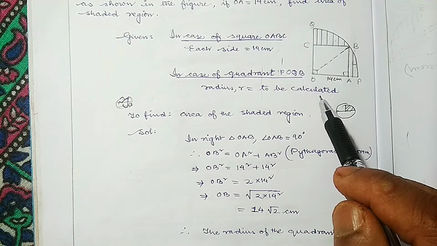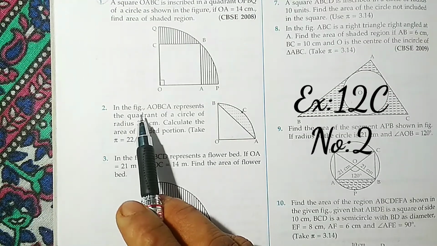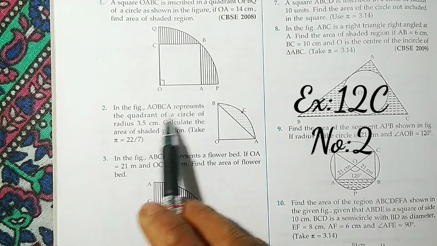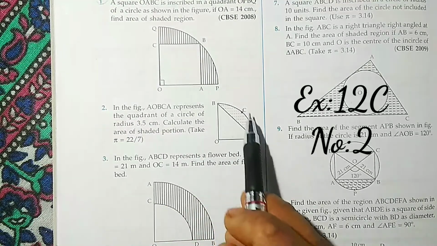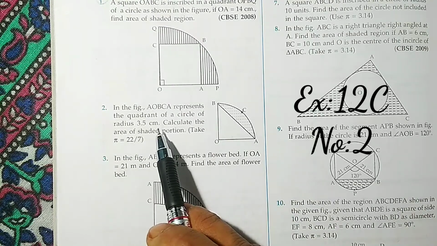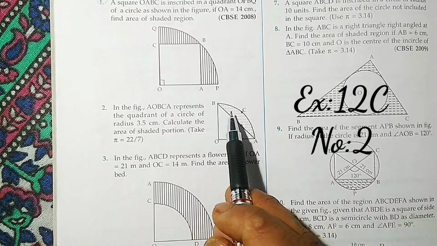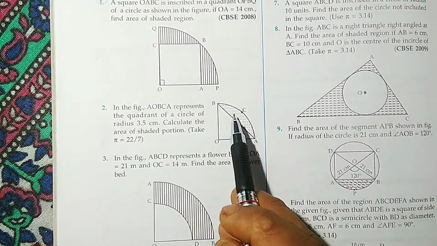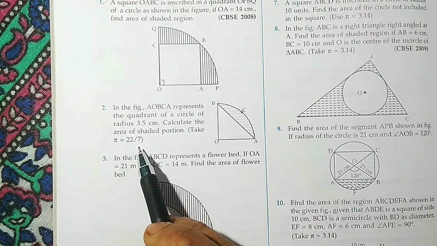Let me explain the next sum, that is question number 2. Now in question 2, in the figure AOBCA represents the quadrant of a circle of radius 3.5 centimeter. Calculate the area of the shaded part. That means we have to find the area of this part. And here we have to consider pi to be 22/7.